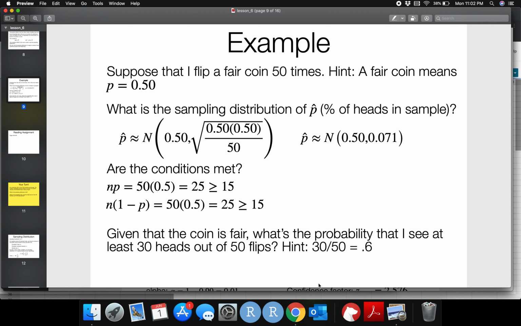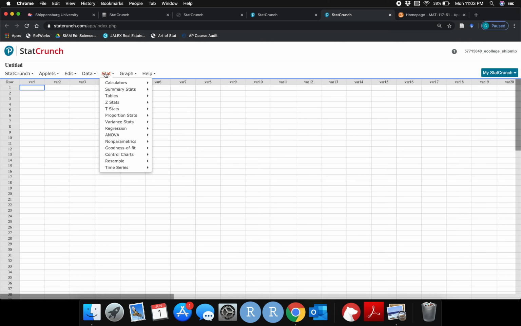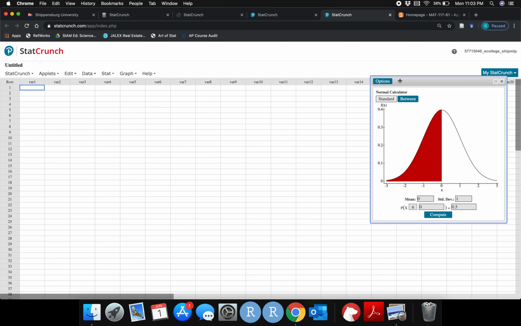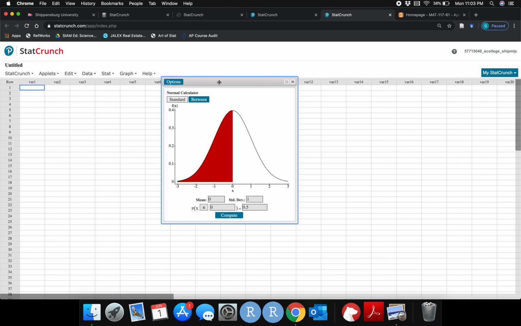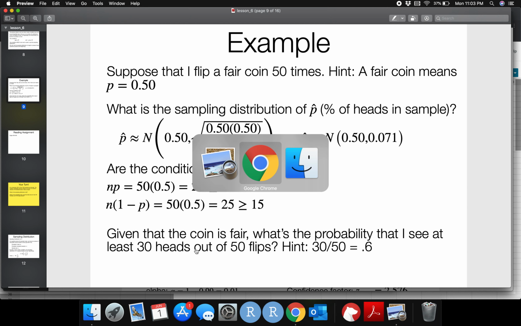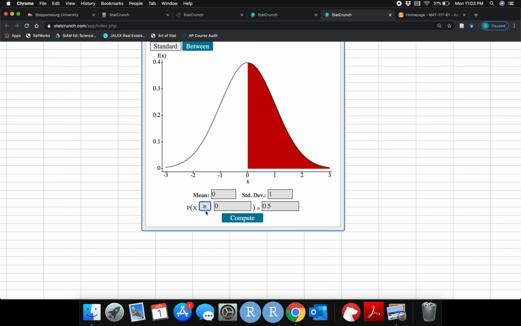So I have my normal distribution that I know is the sampling distribution of P hat. I found that in the step above, and then I want to calculate this probability. How I do that is I go to StatCrunch, and I go to Stat, Calculators, and then the normal calculator, which we've been working with a lot. If we go back and look at the question, I'm asking what's the probability that I see at least 30 heads out of 50 flips. So I'm asking greater than or equal to whatever number. In the probability statement here, I want greater than or equal to.